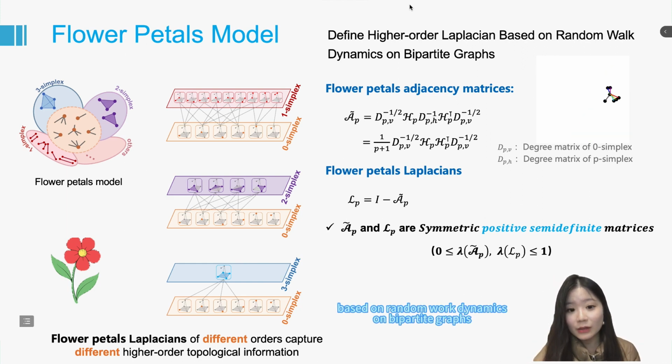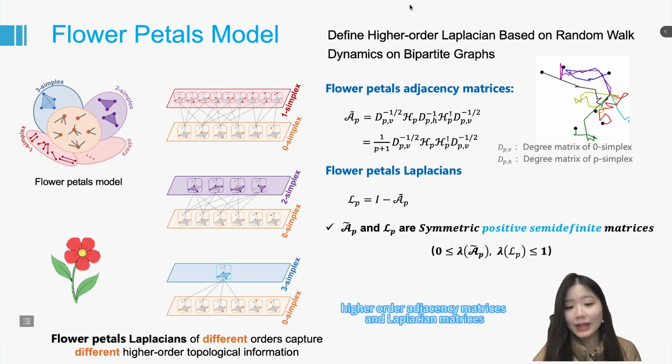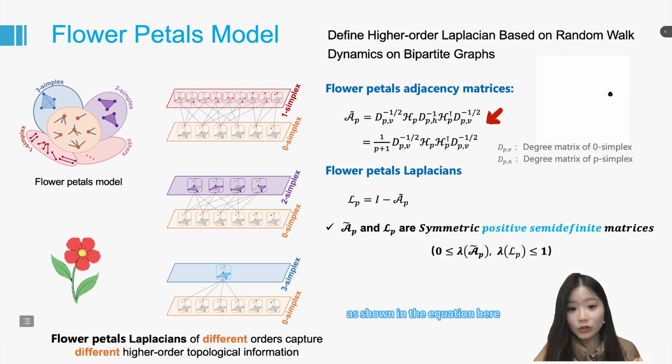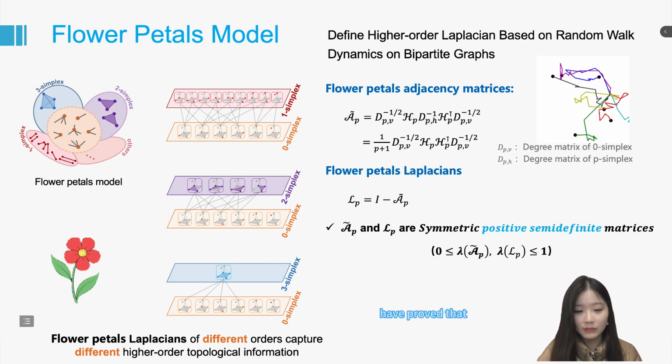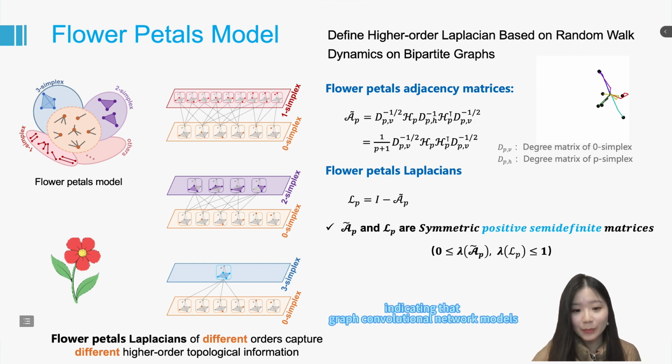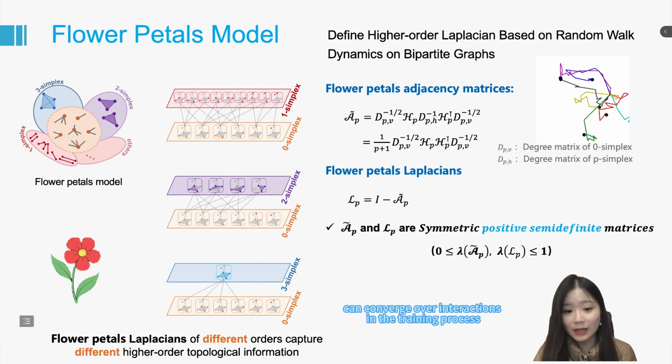Based on the random walk dynamics on bipartite graphs, we can calculate the higher-order adjacency matrix and the Laplacian matrix, as shown in the equation here. We have proved that these two matrices are both symmetric and positive, indicating that the graph convolutional network models based on them can converge over interactions in the training process.